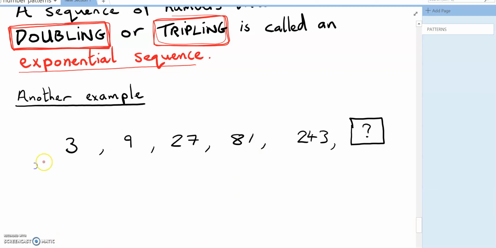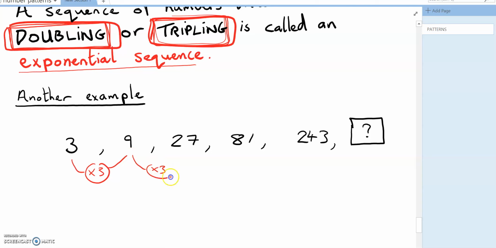So it must be an exponential sequence. Now remember, exponential means it involves either doubling or tripling. Okay, so let's see. 3 multiplied by 2 would give me 6. That's not 9, so it's not doubling. Is it trebling? 3 multiplied by 3 is 9, yes. And 9 multiplied by 3 is 27, yeah. And 27 multiplied by 3 is 81, yeah. And 81 multiplied by 3 is 243, yeah.